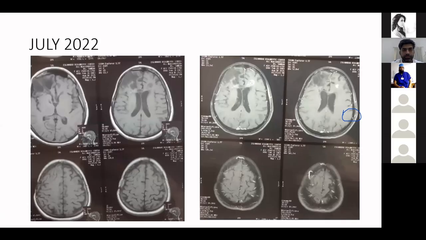So this is the post chemo-radiation scan, July 22, almost 5 months after the completion of radiotherapy, and chemotherapy was still continuing at that point. These images were taken through the mobile of the patient, so may not be that clear, but the contralateral lesion has reduced a bit in size. Yes, both the lesions actually.